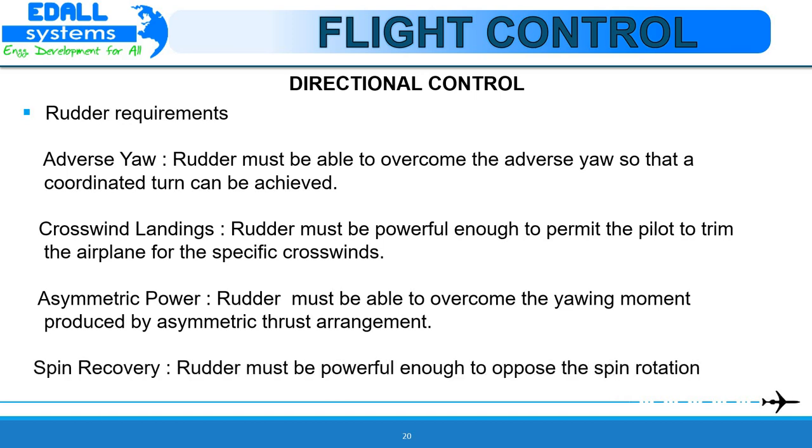Spin recovery. The primary control for spin recovery in many aeroplanes is a powerful rudder. The rudder must be powerful enough to oppose the spin rotation.